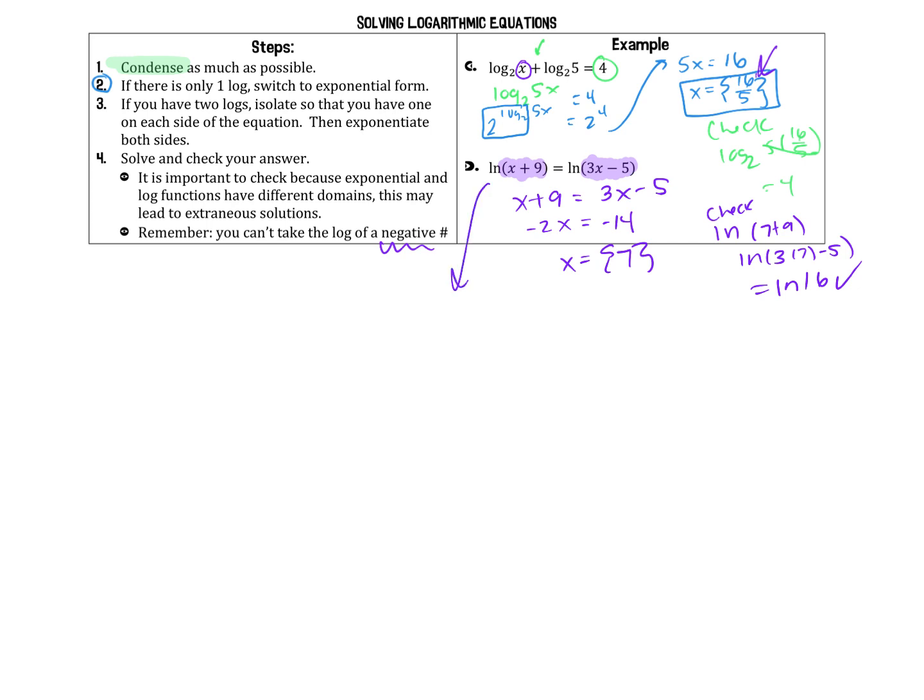The reason we're allowed to just set the two inside pieces equal to each other, I'm going to show you the why, even though you don't need to show this step, is that what I'm really doing is exponentiating both sides. I'm saying e to the power of natural log of x plus 9 and e to the natural log of 3x minus 5. The e and the natural log are inverse operations, so they undo each other, so that's how we get to this step that we started at before. So let's look at some more examples and identify the best strategy and approach to take and work through them together.